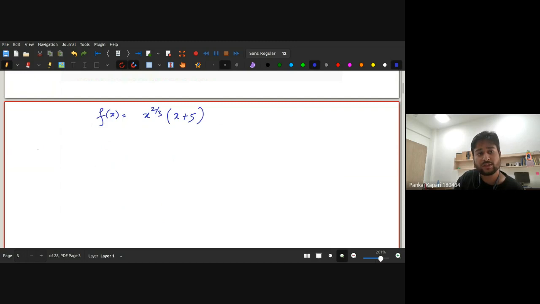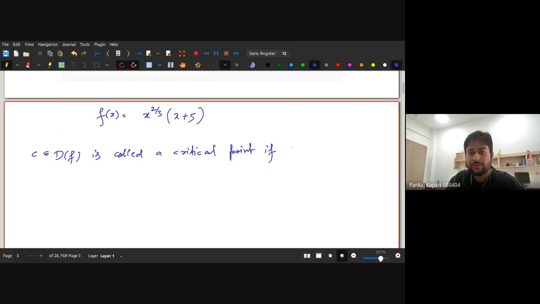So what are critical points? Critical points are zeros of the derivative. A point c in the domain of the function is called a critical point if the derivative vanishes at that point. We have to find such critical points for this function, which can also be written this way: x to the power 5 by 3, because 1 plus 2 by 3 is 5 by 3, plus 5 times x to the power 2 by 3.